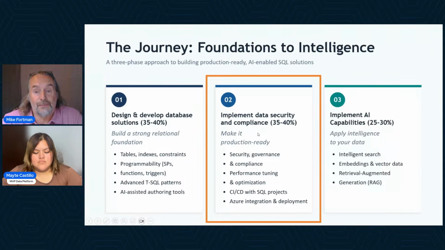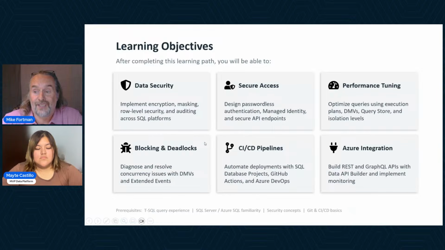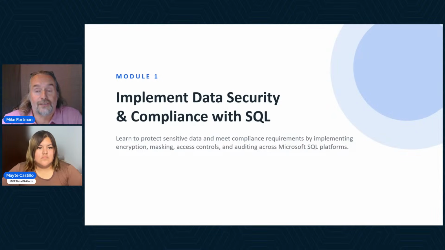Again, the Fabric DP-800 exam is broken into 3 primary sections. 35 to 40% is the topic that was covered last week. Again, if you missed it, just go ahead and watch it on Reactor. You can find one of 2 sessions from last week. We're going to focus on the middle section, data security and compliance. Later this week will be the AI capabilities sessions, and there are 2 of those available as well. With that said, this is just a summary of what we've covered. I'm going to hand it over to Maiti to take us through implementing data security and compliance.